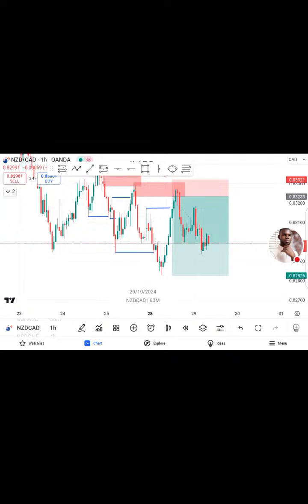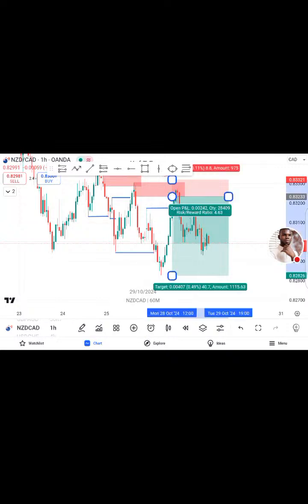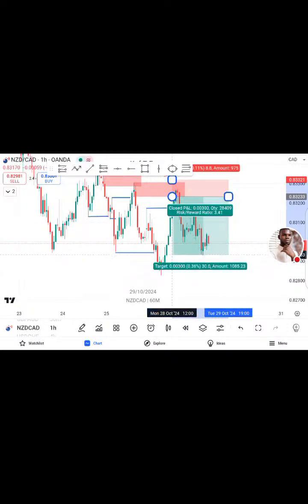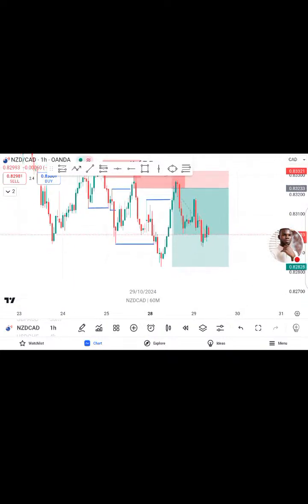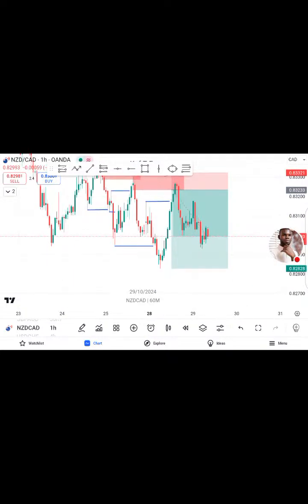As a result of that, I missed out this trade. It is currently running, and my target was actually 3R. Imagine I could have hit my TP 3R, but no problem. Opportunities, there's plenty in the market, so I still find more opportunity.